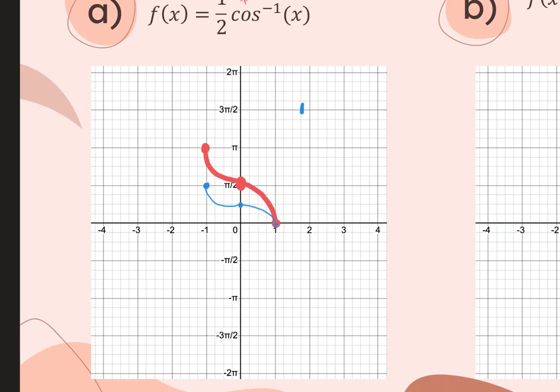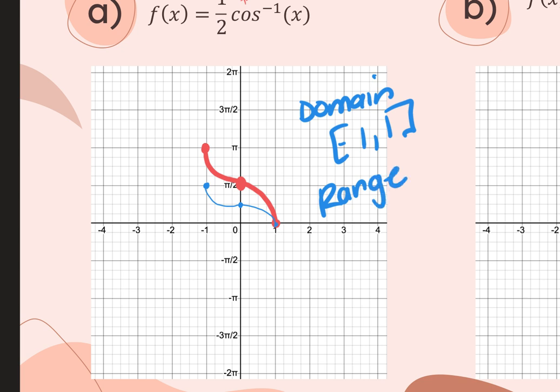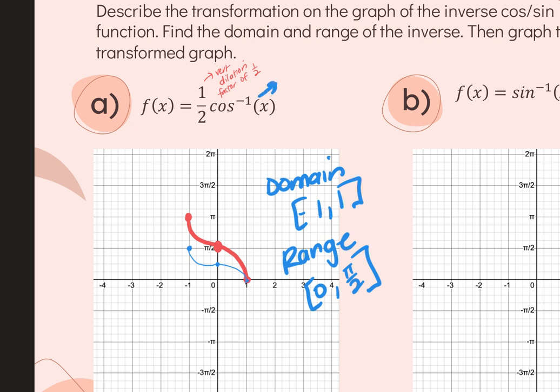Now, what's the domain of that function? -1 to 1. What's the range of that function? 0 to pi over 2. Good. You can either get it from your graph, or you could take your original domain and range. The original domain and range of cosine -1 are -1 to 1 and 0 to pi. And you can multiply the range, because the range would be the y's, by a half. So you want to be able to do this visually, describe it in words, and also adjust your domain and range without having to see it.